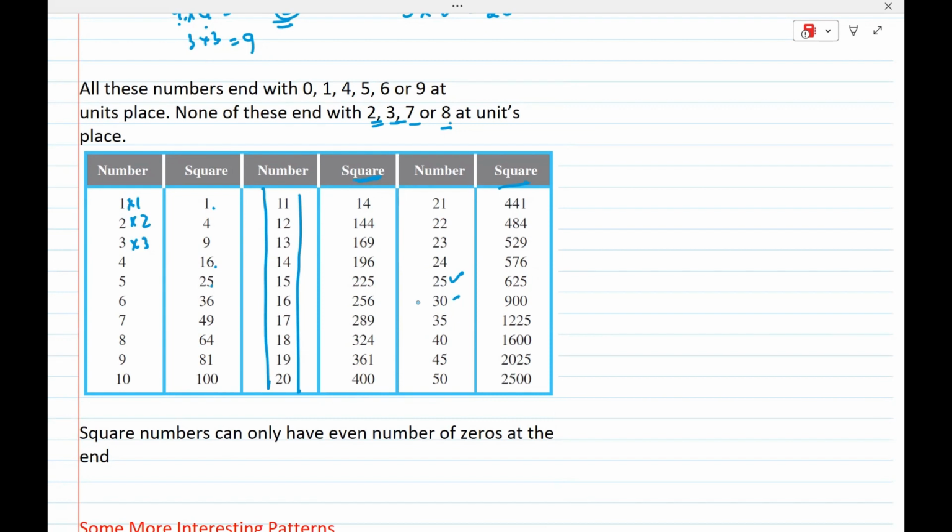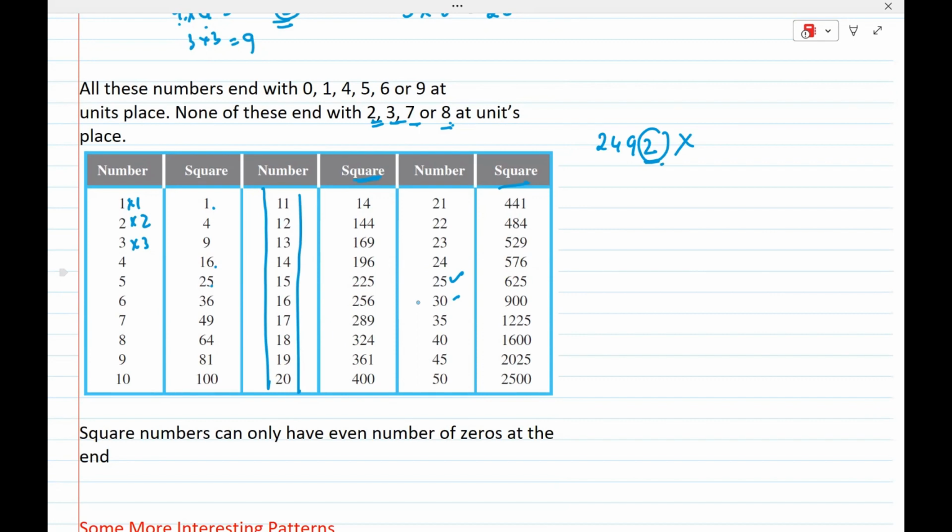So by simply seeing, suppose I have the number 2492. As the end contains 2, I know it can't be a perfect square, because no perfect square ends with 2, 3, 7 or 8. So this is one of the properties for squares and square roots.